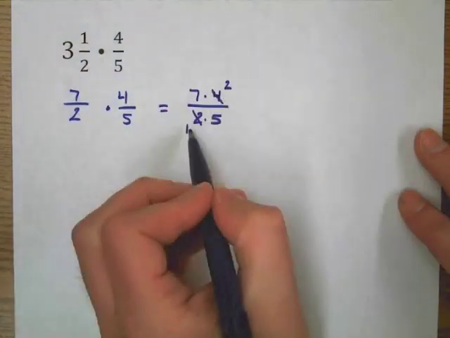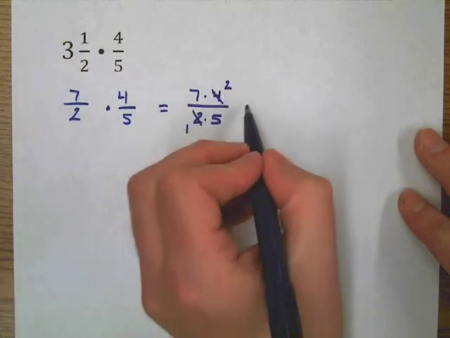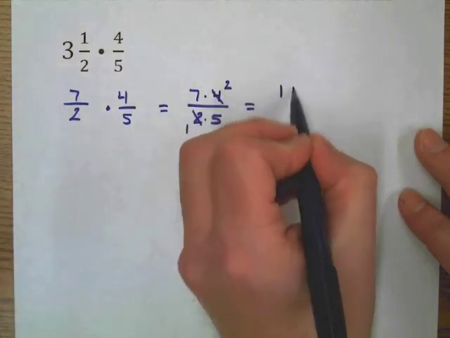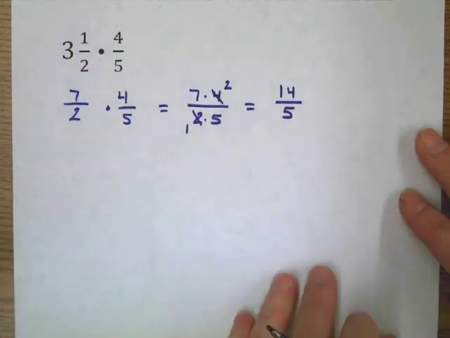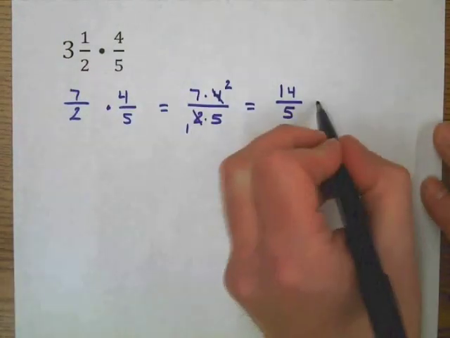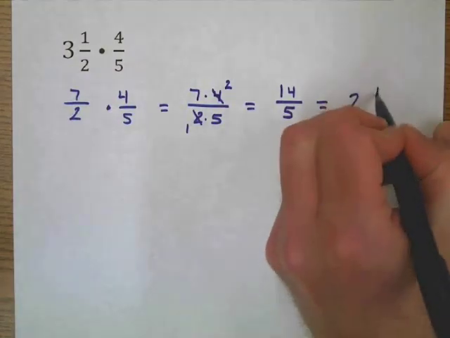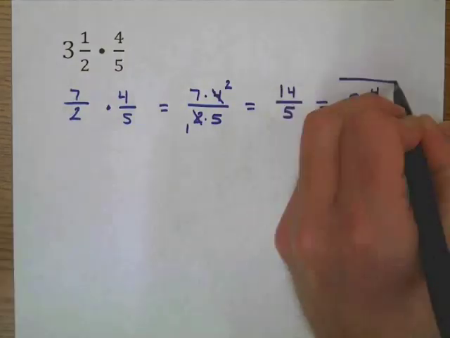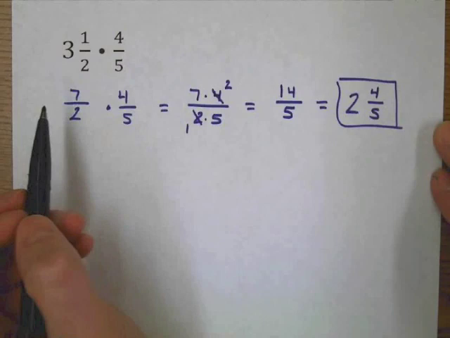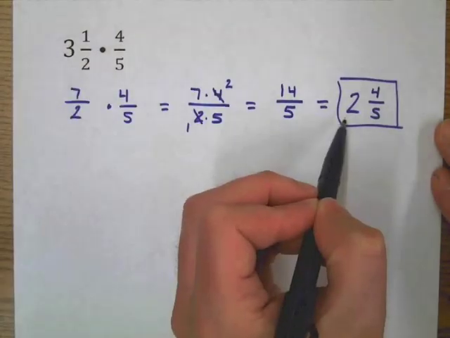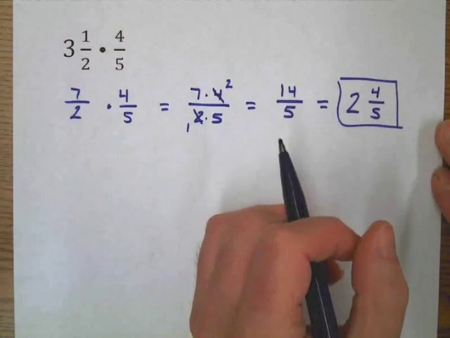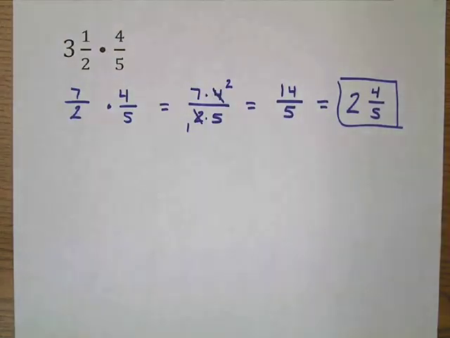So I'm going to go ahead and use that greatest common factor. 2 is a factor of 4, so that's a 1 there and a 2, so 7 times 2 is 14, and 1 times 5 is 5. And I have 14/5, and I can reduce that down to 2 4/5. Again, I'm coming up with 4/5 of 3 1/2, something a little bit smaller. That would make sense. Let's take a look at one more.